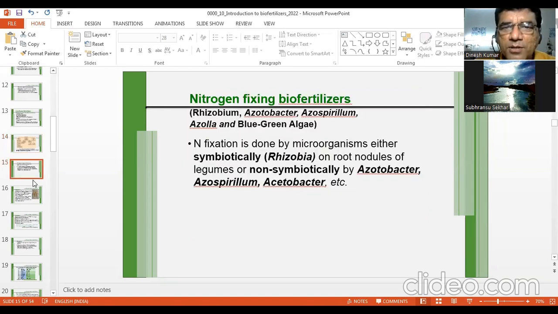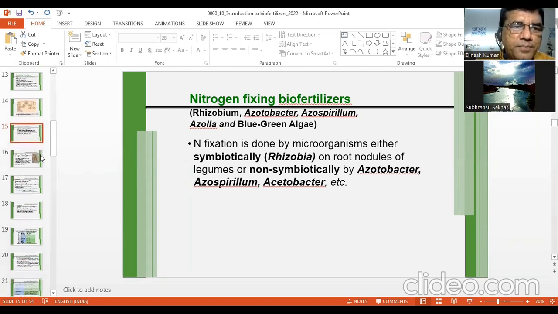Now we start with nitrogen fixing biofertilizers. Examples are Rhizobium, Azotobacter, Azospirillum, Azolla, and blue-green algae. So these are the examples. Nitrogen fixation is done by microbes either symbiotically, that is Rhizobia, on root nodules, or non-symbiotically by Azotobacter, Azospirillum, and Acetobacter, etc.